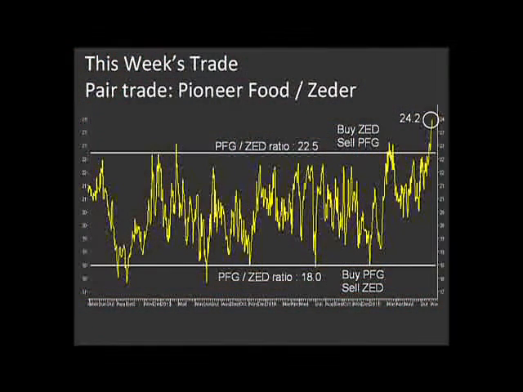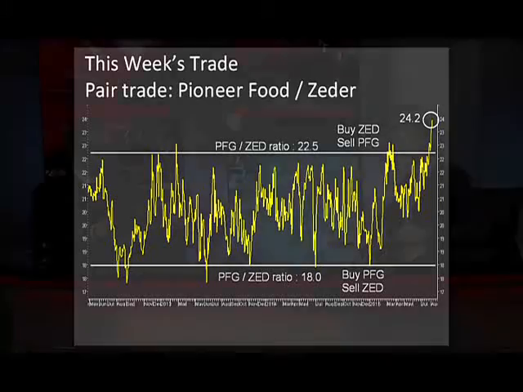And what's happened in the last month or so, you can see it illustrated on the top right of that graph, is that this ratio has blown out completely. It's gone to a new high, which we haven't seen in many, many years. And that, to me, doesn't make sense. It shouldn't, because what it's saying to you is that Pioneer Foods is now trading very expensive relative to ZED, or alternatively, ZED is trading very, very cheap relative to Pioneer Foods.